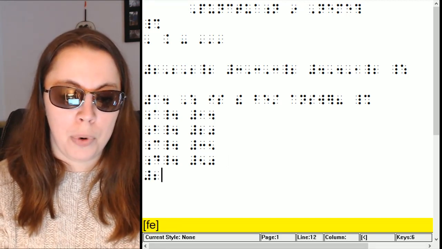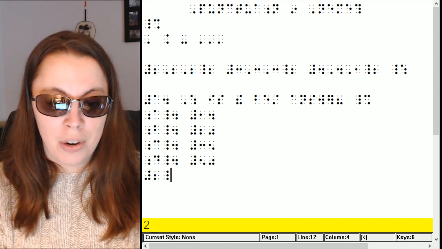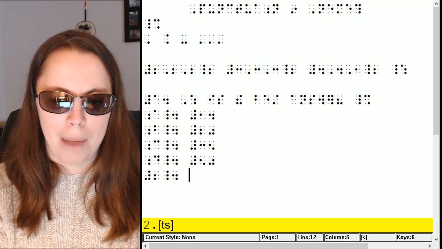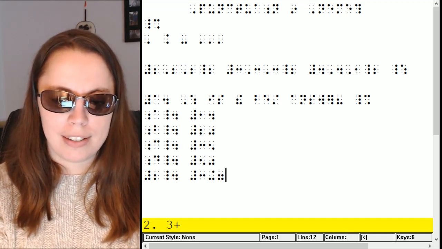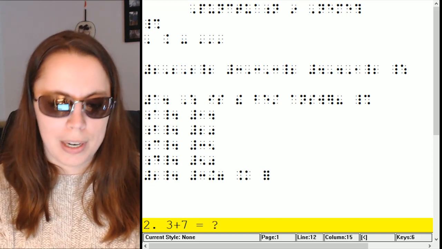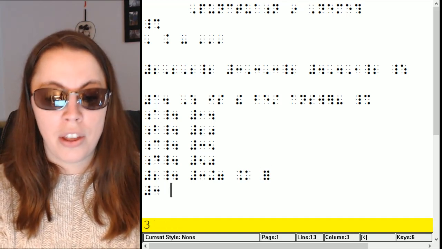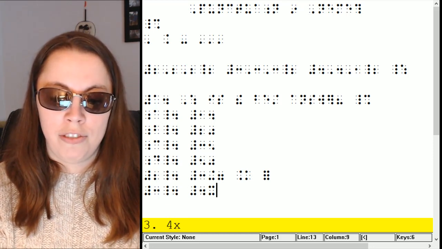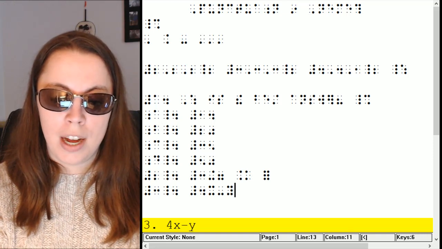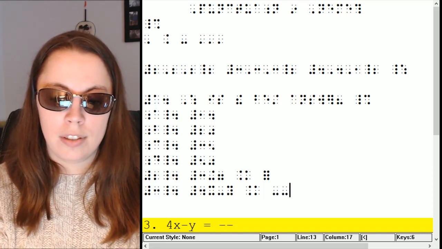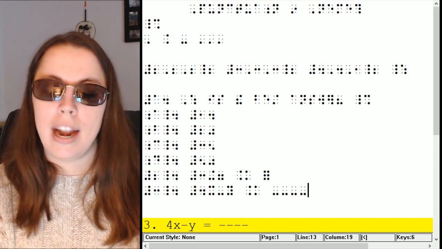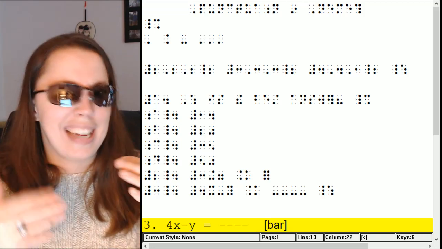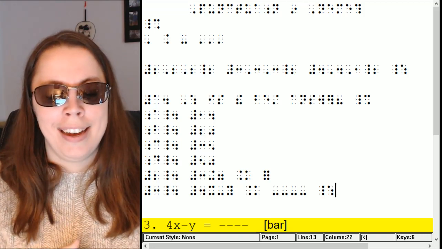So I would write number 2 and write the 2 in a Nemeth 2, and then do my punctuation indicator and punctuation, and I could write the next problem. I could write 3 plus 7 equals what? And then I could go on and do a third problem on this worksheet and say 4x minus y equals, and give you a blank to fill in, right? I could do that and continue, and then when I'm done with the whole worksheet or with that section of the worksheet maybe.